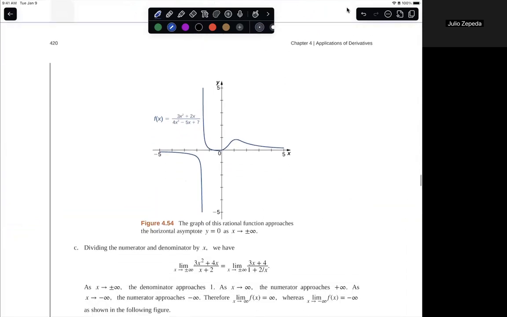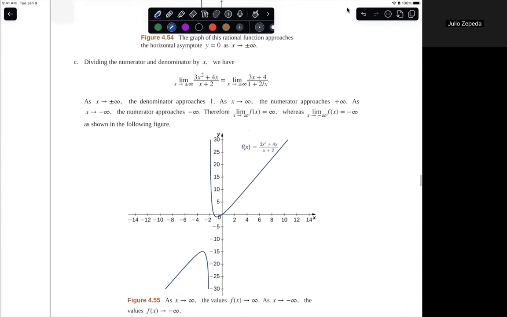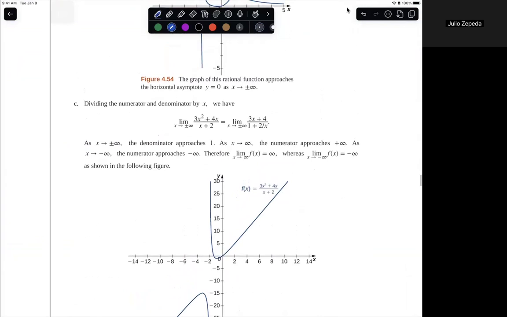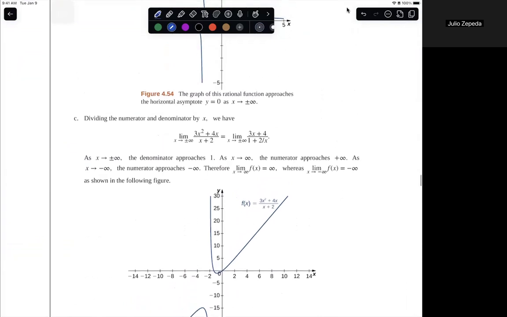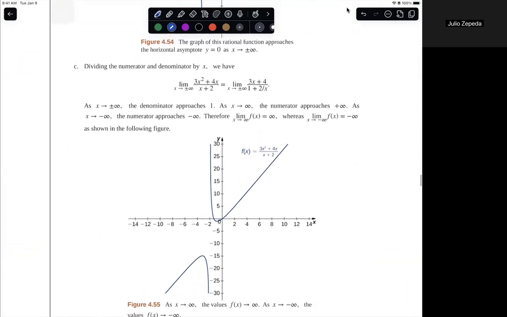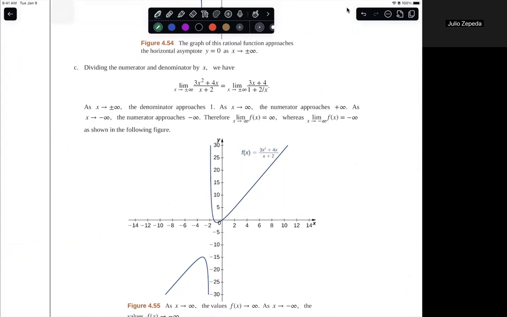Now let's take a look at part C here, because these are going to be different. We are not going to get too far into oblique asymptotes, but we can look at the limit as x approaches infinity of 3x squared plus 4x over x plus 2.